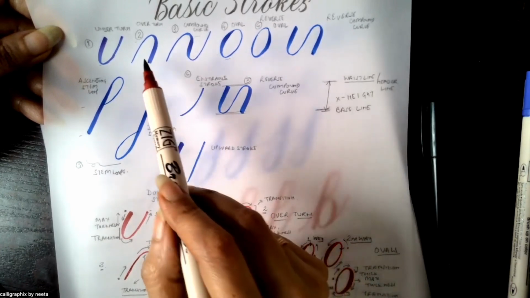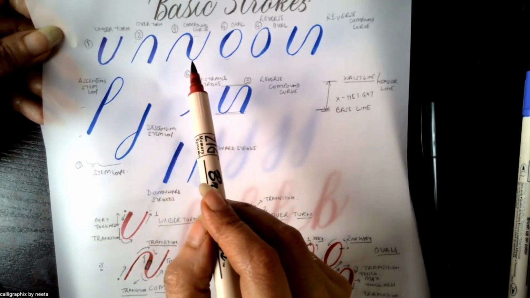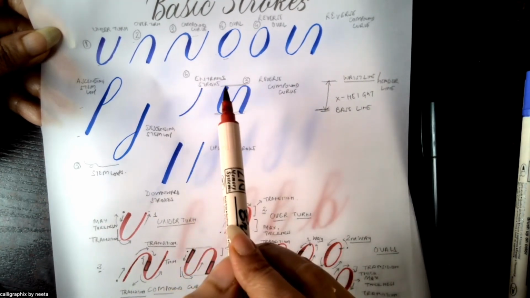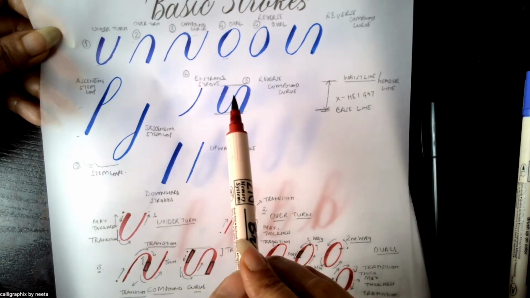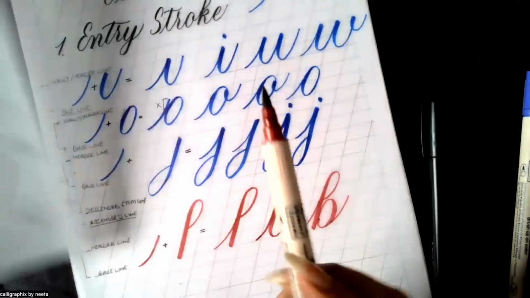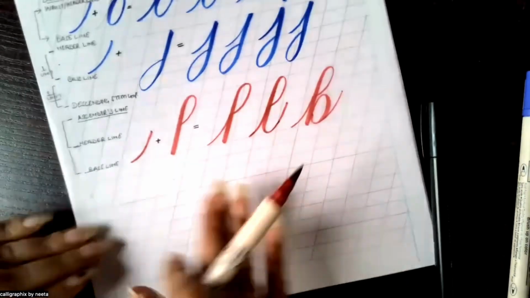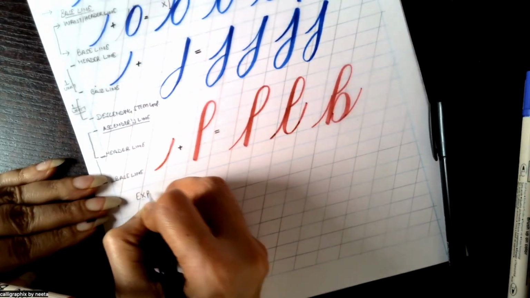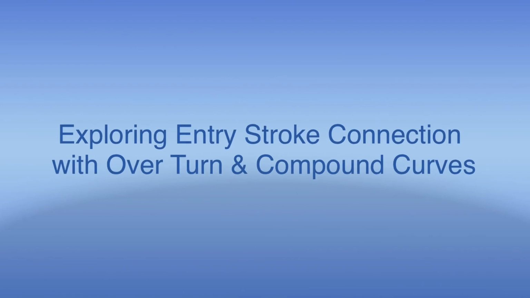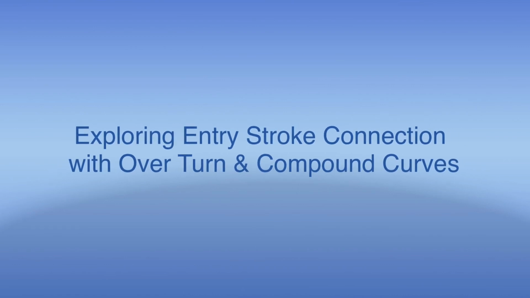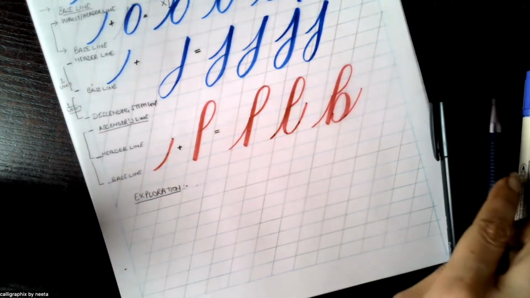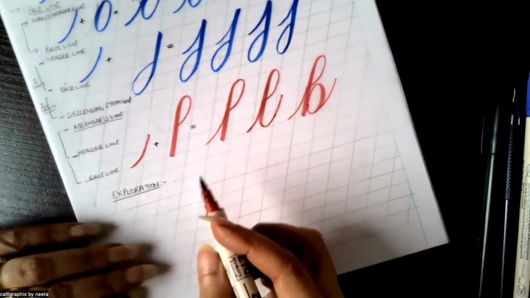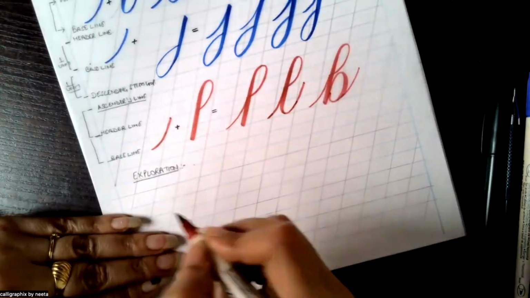Now, what is left is overturn, compound curve, and reverse compound curve. If we are planning to join this with our entry stroke, how does it look? Do we require such connections or no? So this is for our exploration. So here I'm writing exploration. Because when we have done that, we already know that if we are combining it, will there be any letter that is formed or no? So let's have a look.